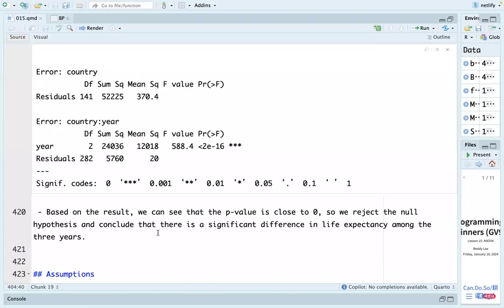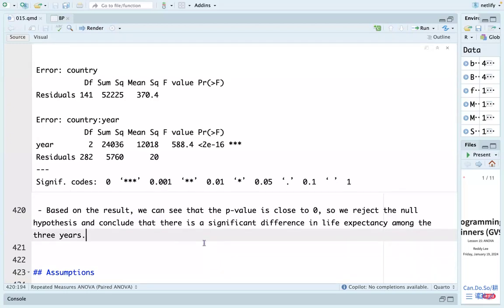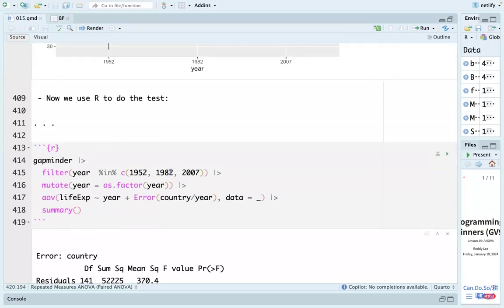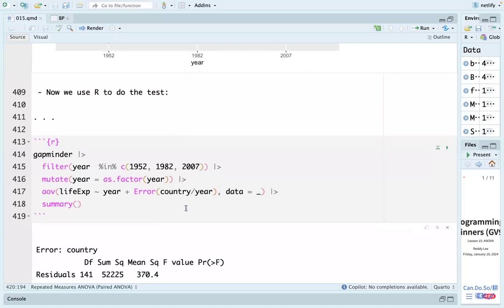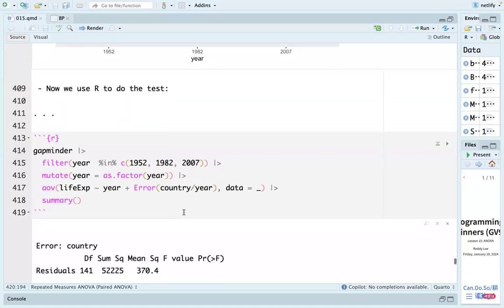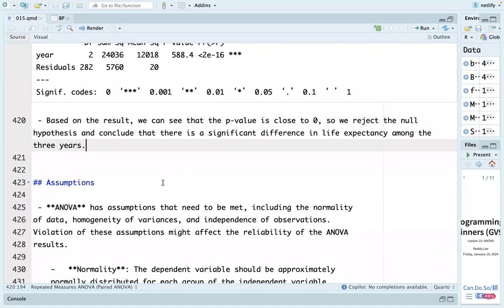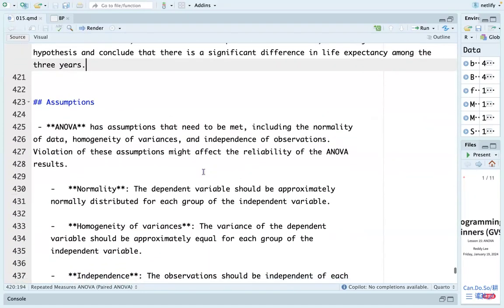Yes, based on the results, we can see that the p-value is close to 0, we reject the null hypothesis and conclude that there is a significant difference in life expectancy among the 3 years, 1952, 1982, and 2007. This is quite reasonable because there's almost 30 years of disparity. So the life expectancy should have improved.